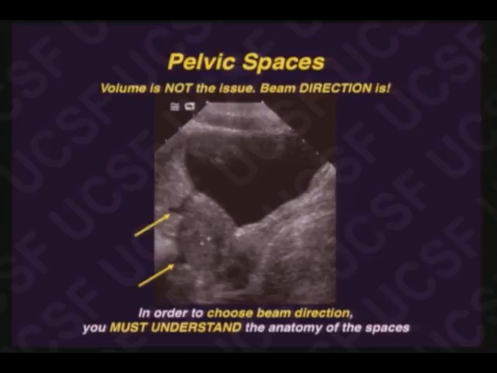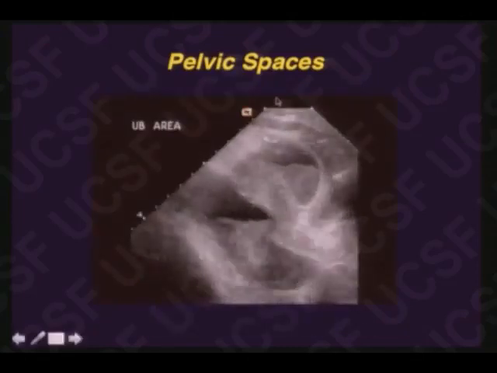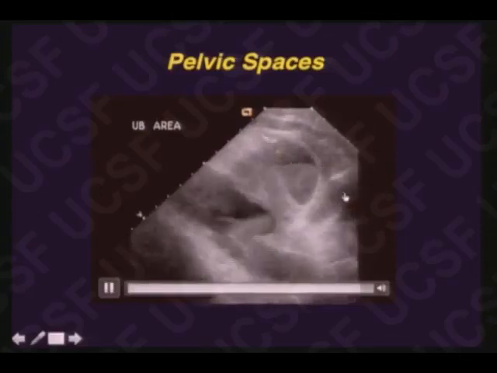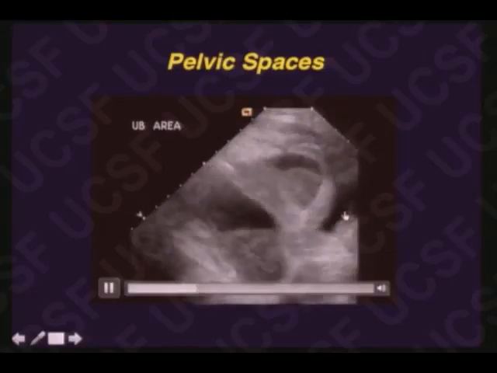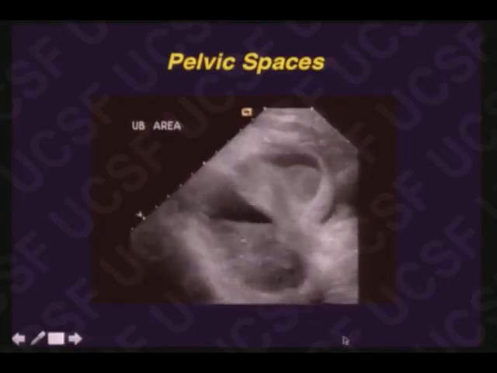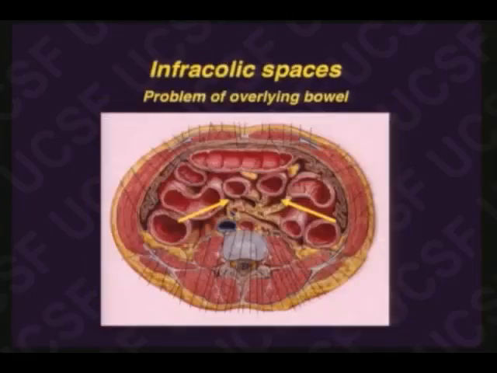So, volume is not the issue. The issue is beam direction and interrogating spaces. So, here, as soon as the beam exits the bladder, it enters this abscess in the supravesical space. As soon as it exits the posterior wall of the bladder, it enters that abscess in the cul-de-sac. Okay. In the infracolic spaces, clearly I have a problem.